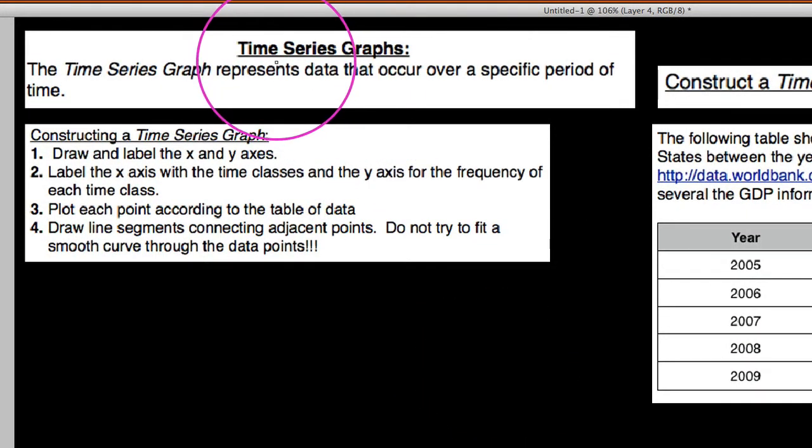And in this video, we're going to confront how to make a time series graph. A time series graph says what it means. Basically, we use this graph to represent data that occur over a specific period of time, to see how things change over time. So we're just going to get right to it.